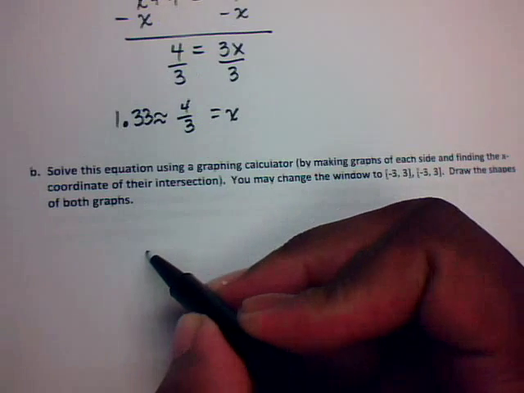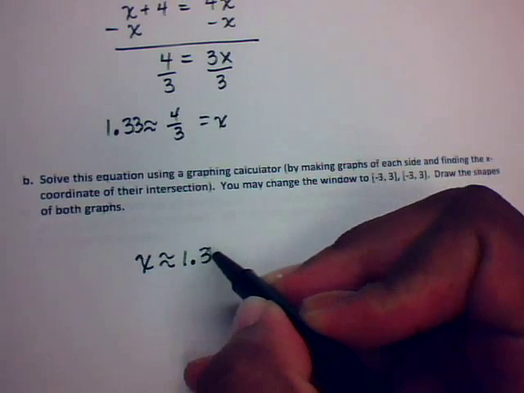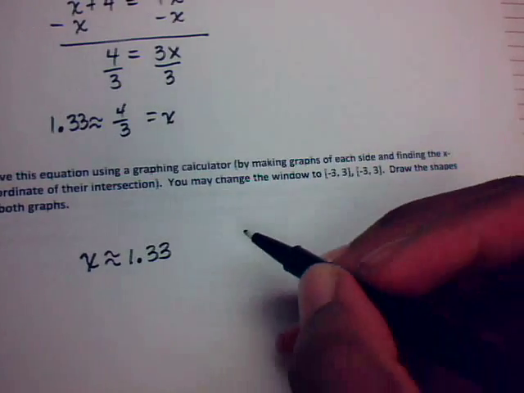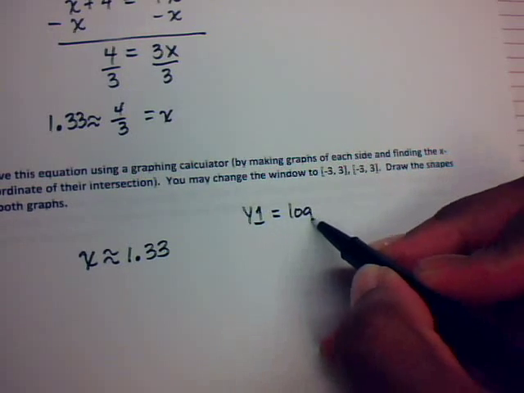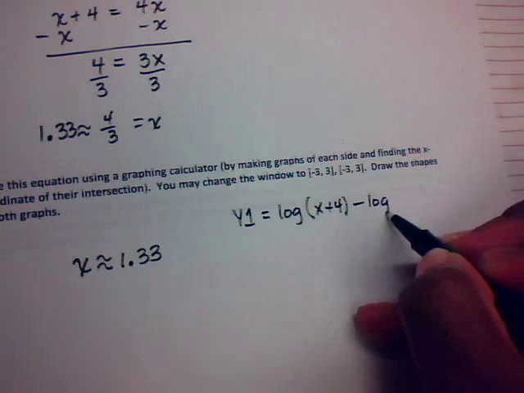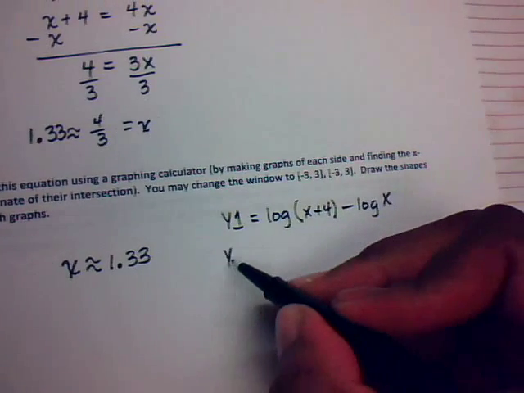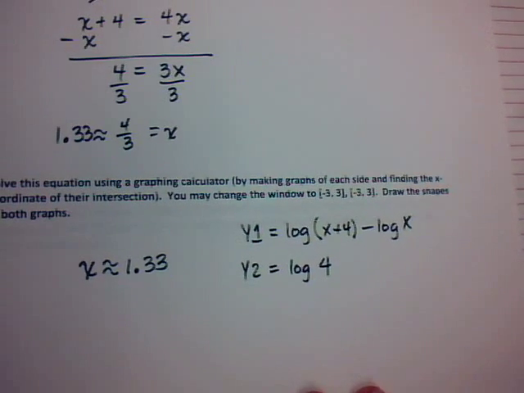So here, the x is approximately 1.33. Okay, so you know for y1 was log of the x plus 4 minus log of x. And then y2, which is simply the log of 4.